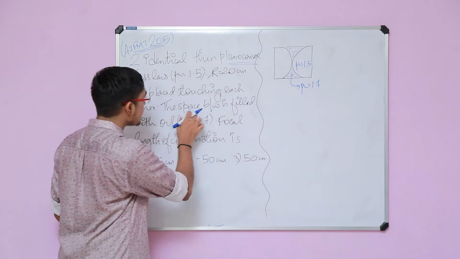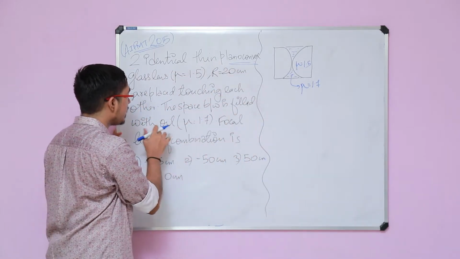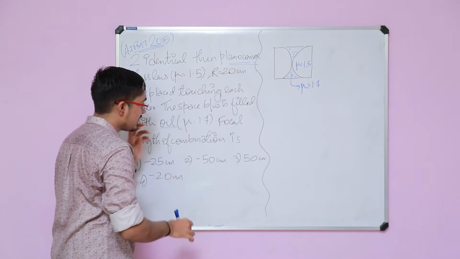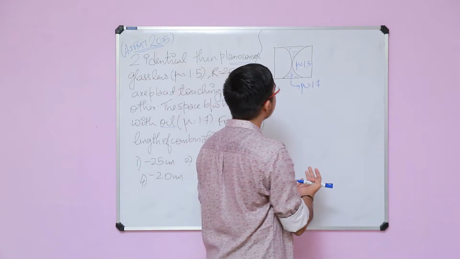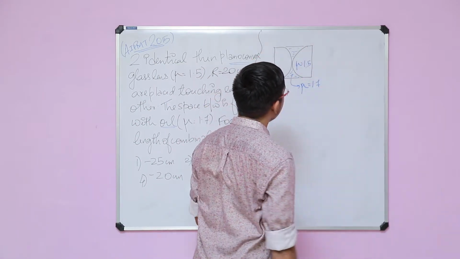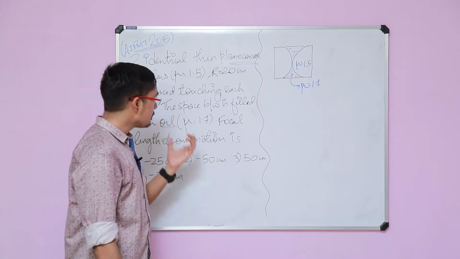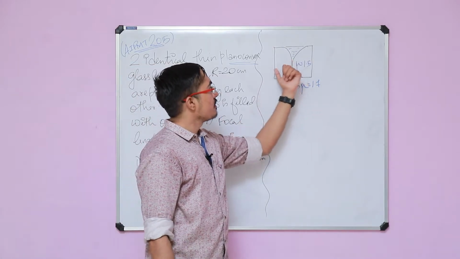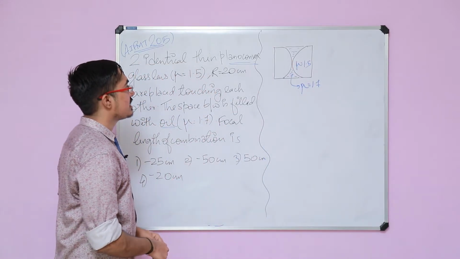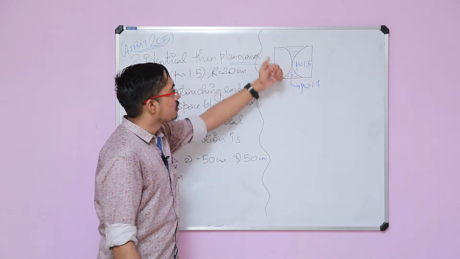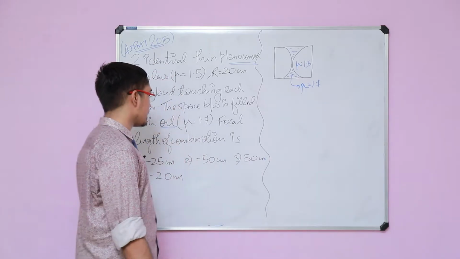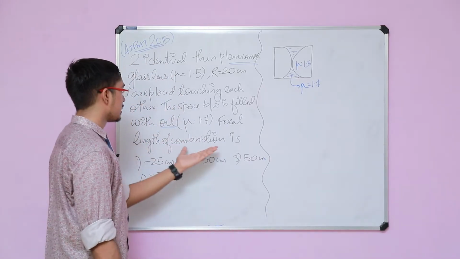And they say that the space between these two things is filled with oil. So if at all there should be a space, it will not be in such a way that they are keeping it with the plane surfaces touching each other. So it is understood that if at all there is some space in between them, it is only the convex surfaces that need to be touching each other, and this space is filled with oil which has a refractive index of 1.7, and they are asking the focal length of the combination.